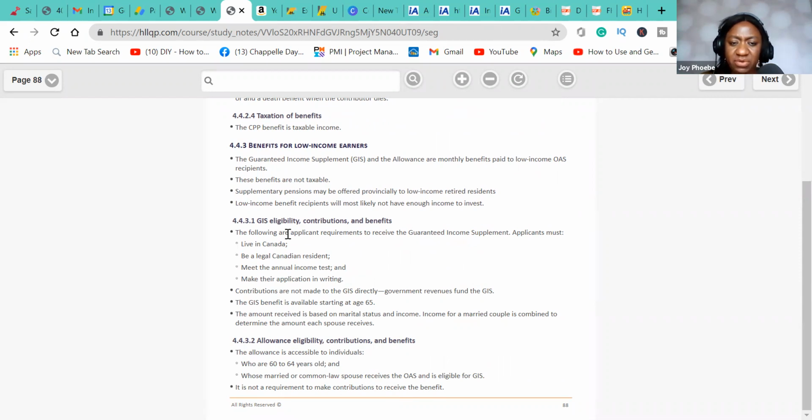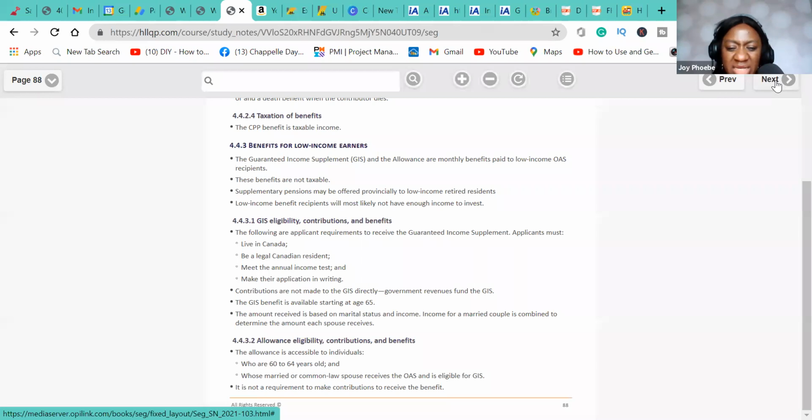GIS eligibility and the following applicant requirements to receive the Guaranteed Income Supplement. Applicants must live in Canada, be a legal Canadian resident, meet the annual income test, and make their application in writing. Contributions are not made to the GIS directly. Government revenue funds the GIS, and the GIS benefits are available starting at age 65.